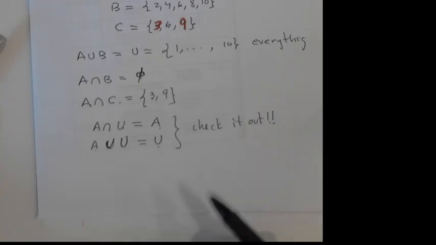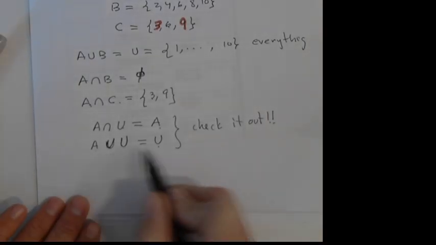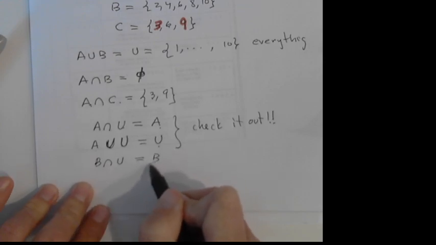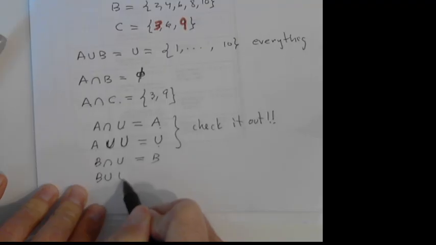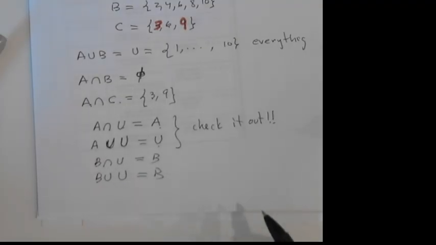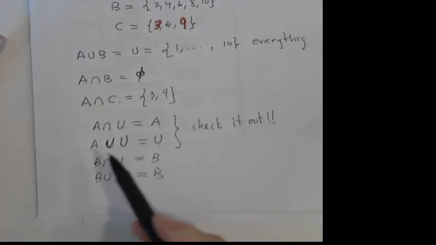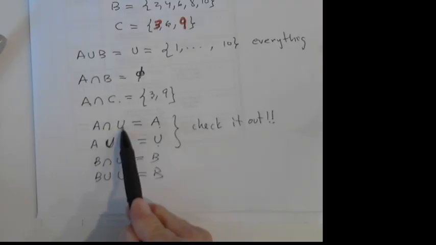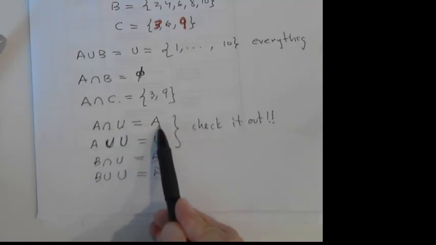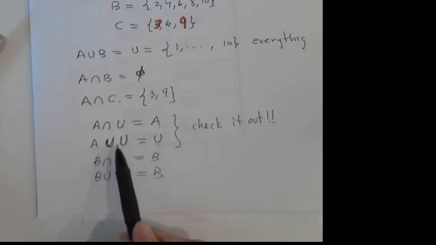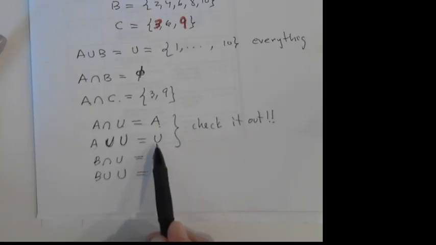And you could do the same thing for B. B intersection U equals B, and B union U is U. So this is not just for A or B. This is for any set. Any set intersecting with a universal set is the set itself, and any set union with the universal set is the universal set.